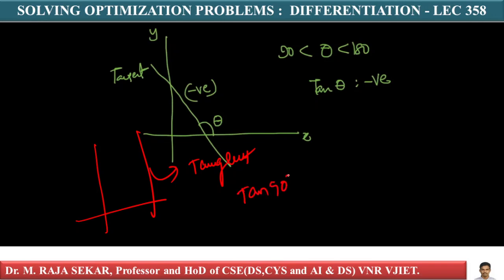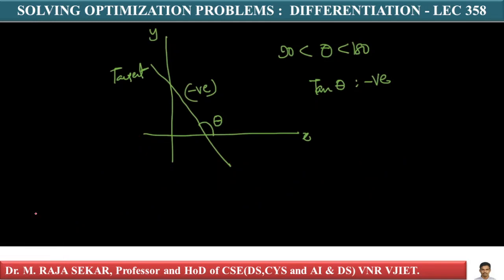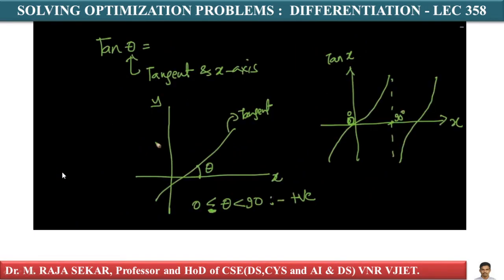Tan 90 degrees is undefined, isn't it? It is not defined. If you see tan 90, it goes to plus infinity, so it is not defined. There is a discontinuity of the curve at 90 degrees. Just go back and see the tangent curve, there is a discontinuity at 90 degrees, isn't it?